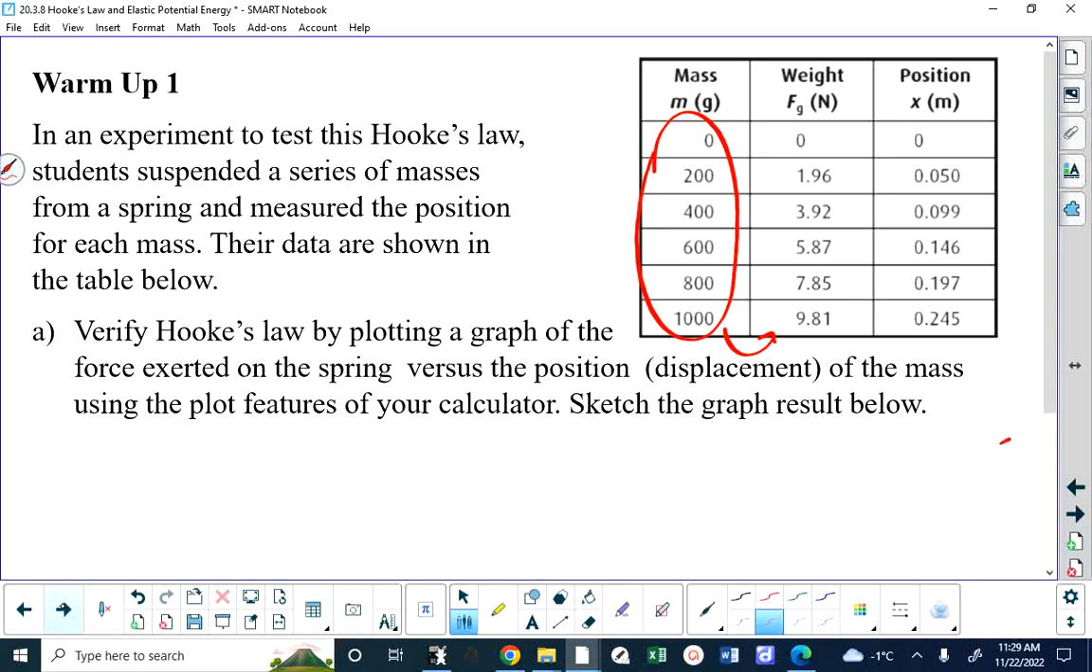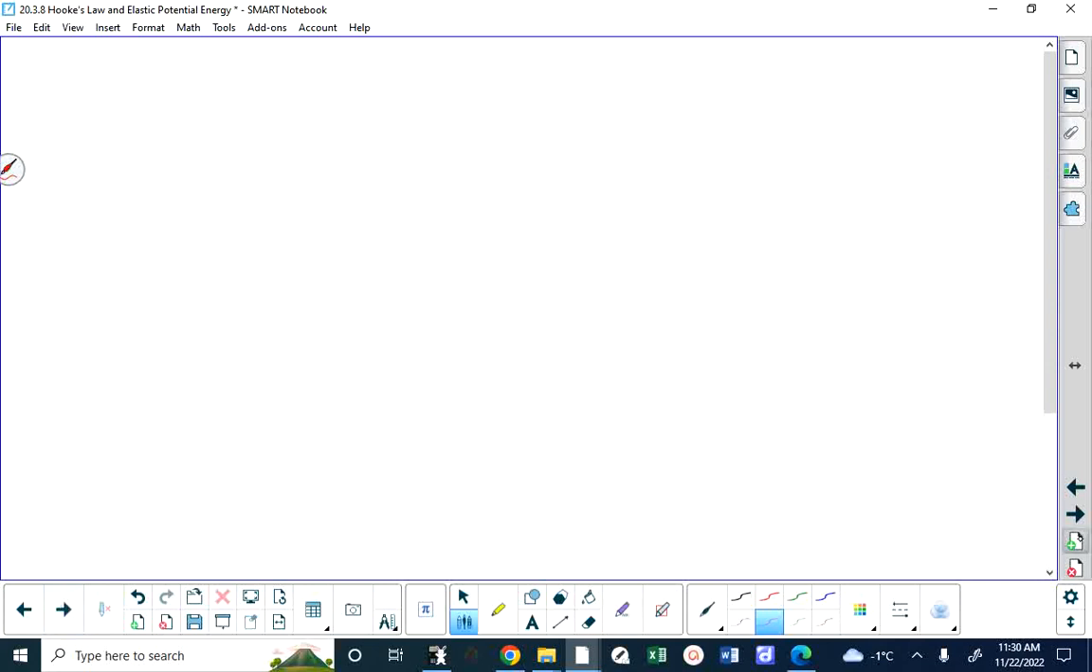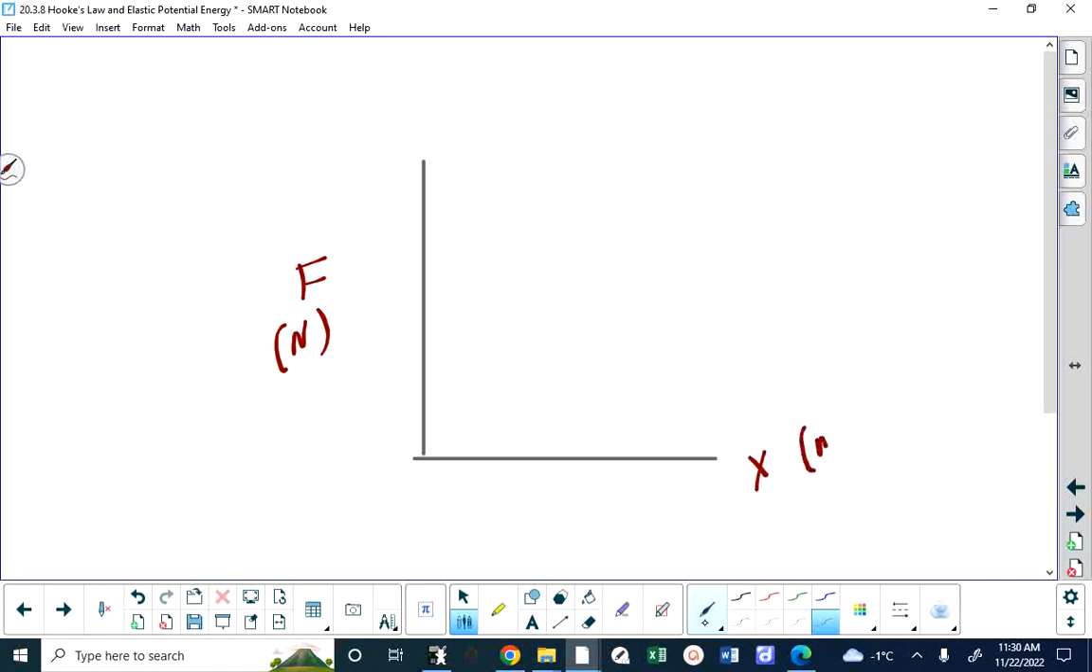So what we are asked to do is verify Hooke's law by plotting the force exerted as a function of the position on our calculator. So what we are asked to do is plot this graph on our graphing calculator. The force, and I'm not going to worry about vectors here, is in newtons. It's really the force due to gravity as a function of x, which is in meters.